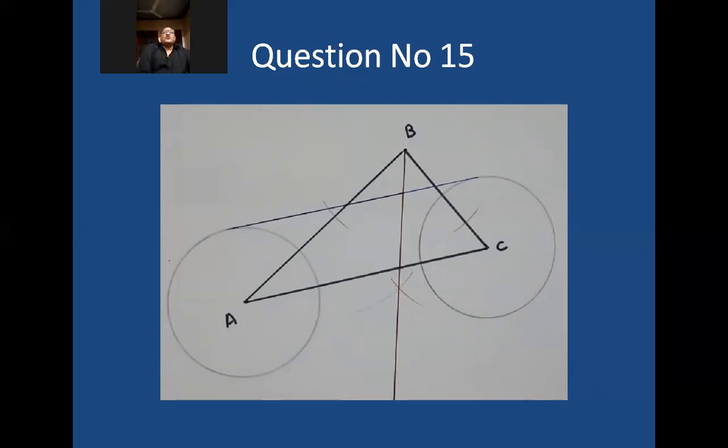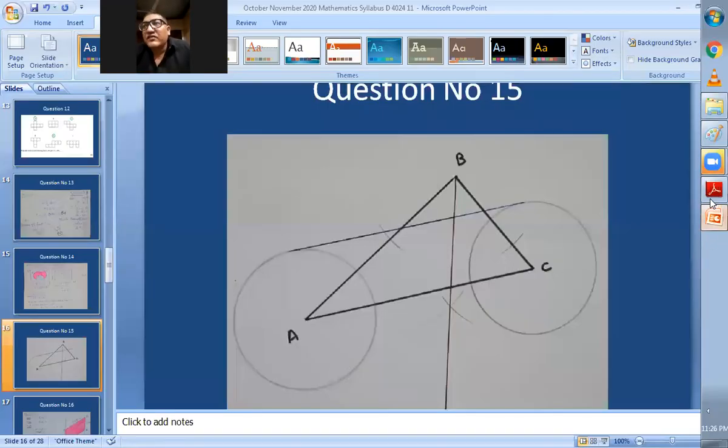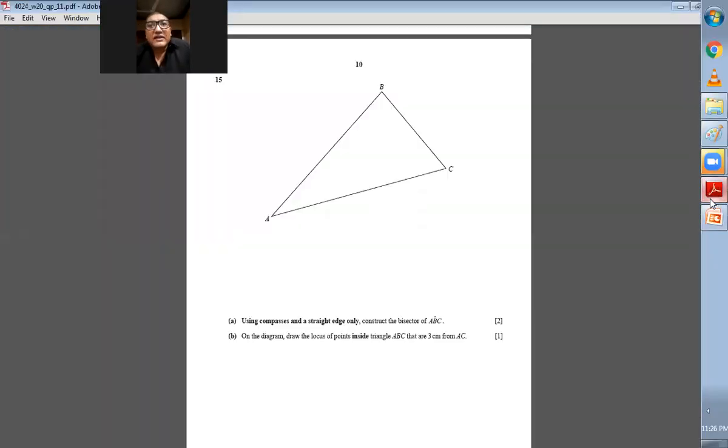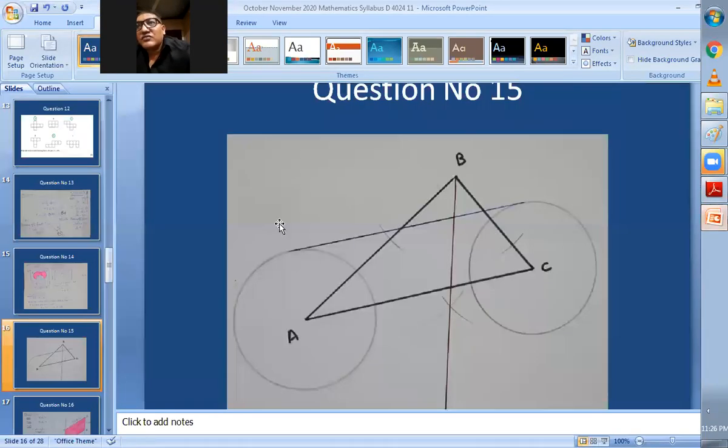I hope that you have understood. This is a question from Locus. I hope you have understood how we have drawn the angle bisector of the ABC. Then he said that you move in such a way that your distance is constant from the line AC. And that distance is given, that's 3 centimeters. Yeah, 3 centimeters.